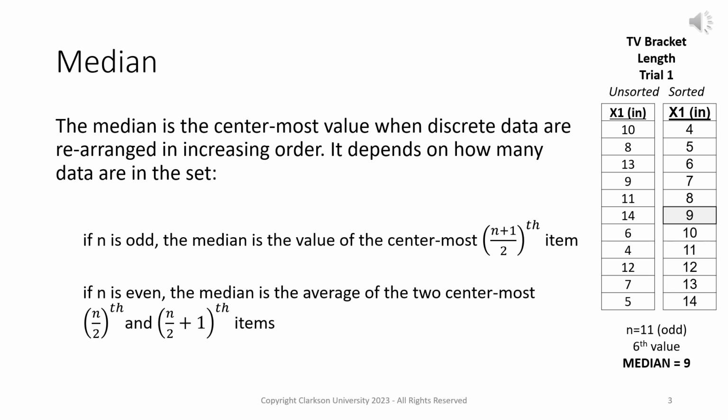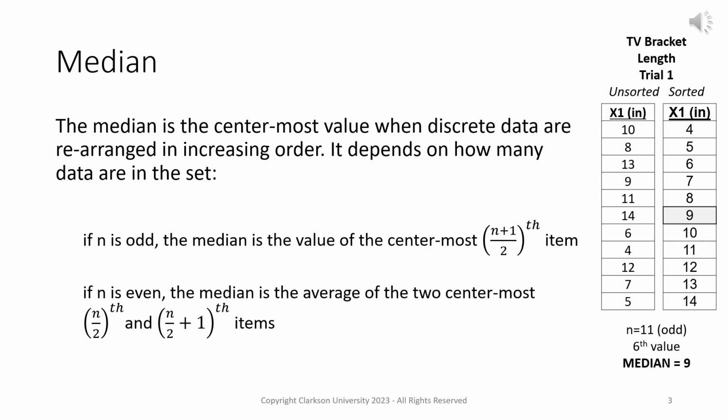The median is the centermost value when discrete data are rearranged in increasing order. It depends on how many data are in the set. If the total number of samples is odd, the median is the value of the centermost (n plus 1) over 2 value. If n is even, the median is the average of the two centermost values, n over 2 and n over 2 plus 1.